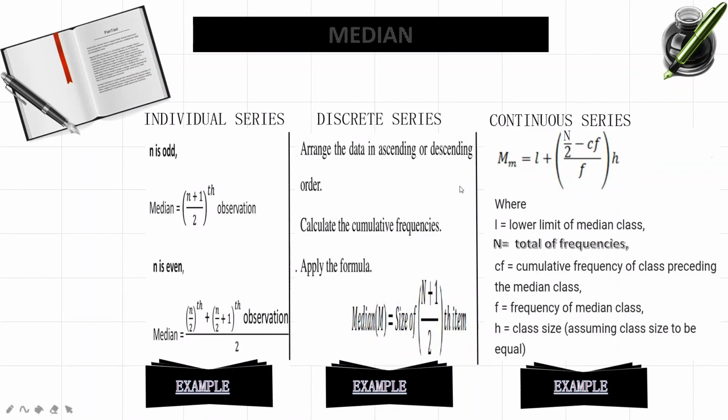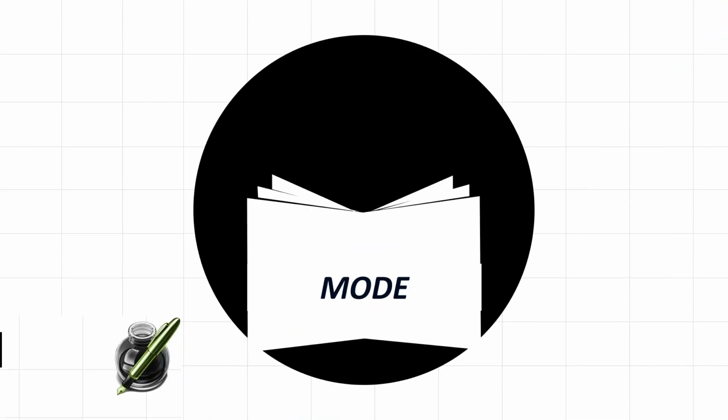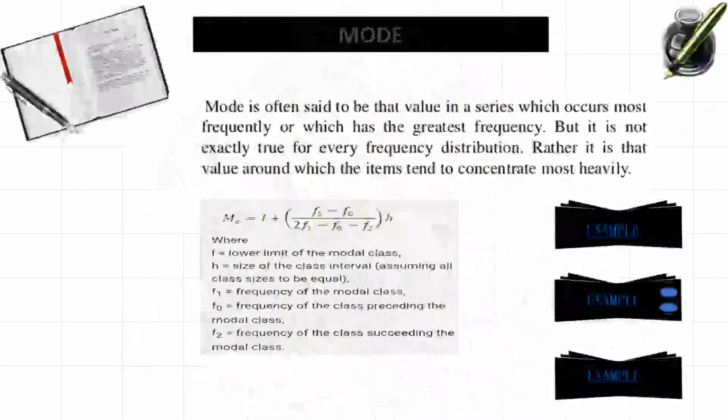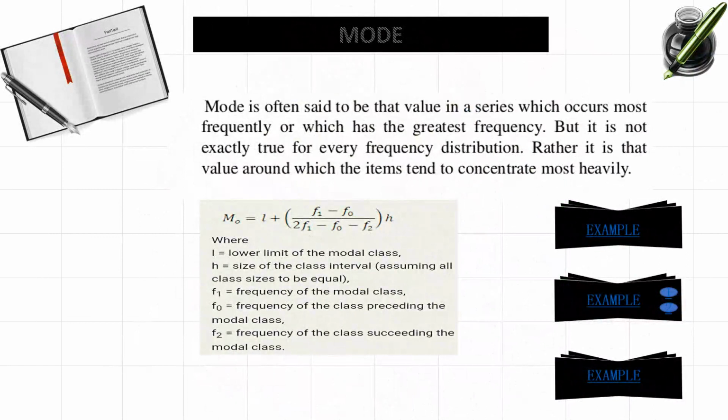Now let's move to mode. Mode is the value that appears most often in a set of data values. If x is a discrete random variable, the mode is the value of x at which the probability mass function takes the maximum value. So it is the value that is most likely to happen. Here I gave a simple definition for it.